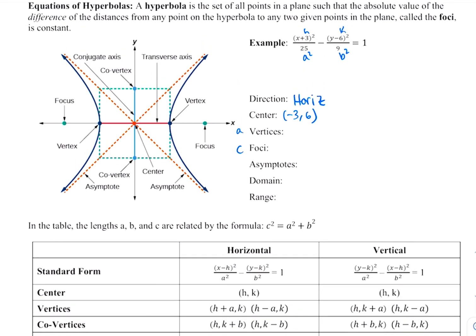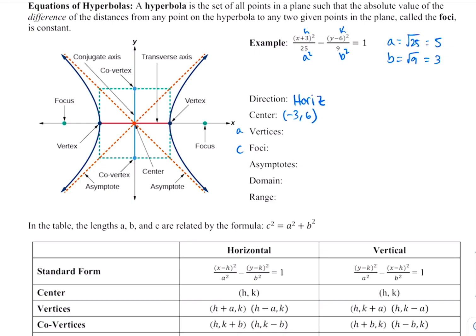So let's just start by calculating our a, b, and c next. So a is going to be the square root of 25, which is 5. And again, these represent a distance, so we always take the positive number for the square root. And then b is the square root of 9, which is 3. And then to find our c value, we are using this formula right here. So again, it's a little bit different than the ellipse one, because in the ellipse we were subtracting here, but now we are adding. And that's because our c value has to be bigger than the a value, based on where it is in the graph.